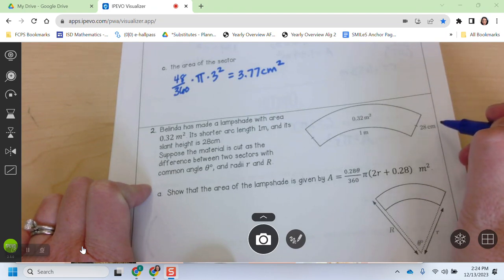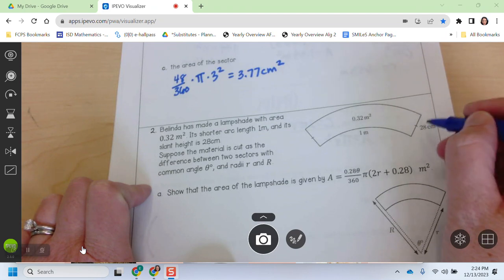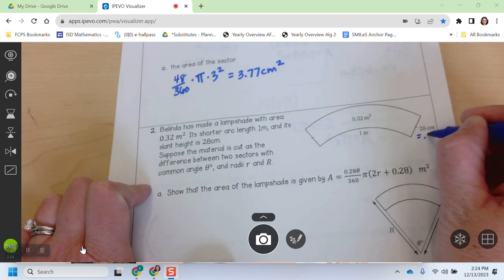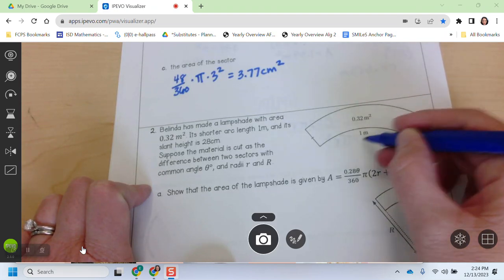And remember that the conversion from centimeters to meters is to divide by 100. So that would give you 0.28 meters here. And now we have the same unit on everything.